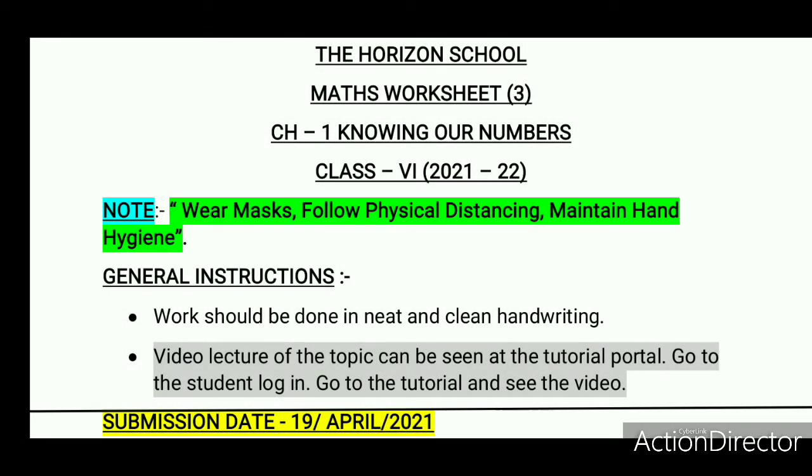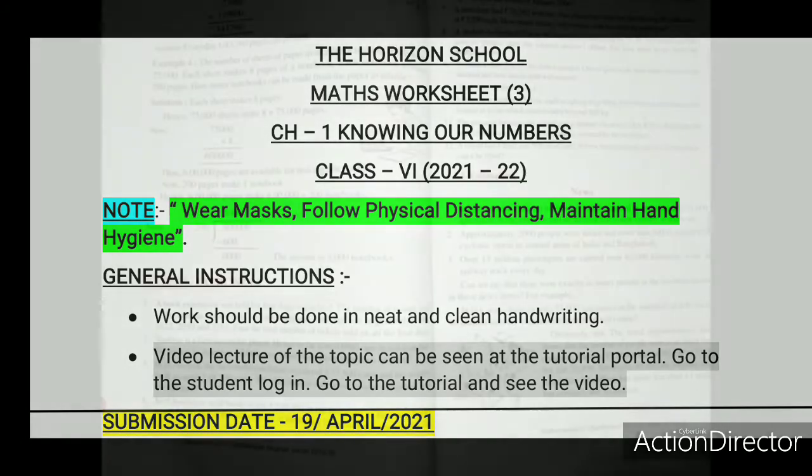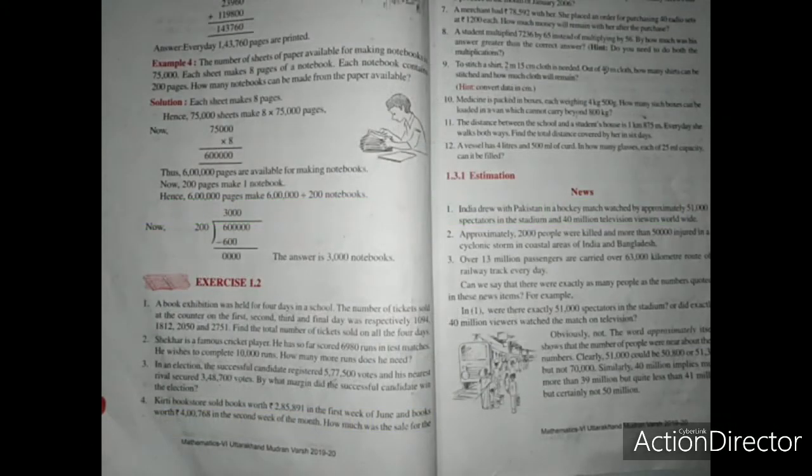This is Maths Worksheet 3, Chapter number 1, Knowing Our Numbers. In this worksheet, we will discuss word problems related to Chapter number 1 and exercise 1.2. And here we will solve some questions from exercise number 1.2. Hello students, today we will solve some examples and questions related to Chapter number 1, Knowing Our Numbers.